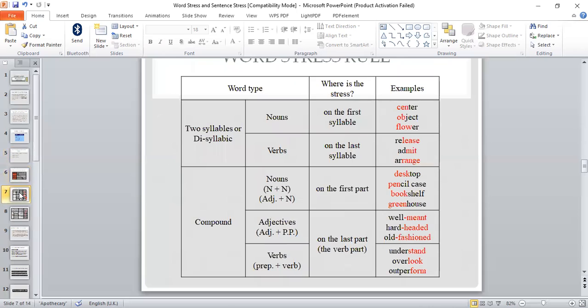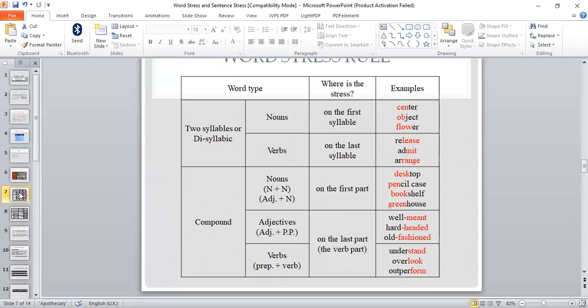And then I gave us some rules, and these rules are to be followed. A disyllabic noun will always be stressed on the first syllable, and a disyllabic verb will usually be stressed on the second syllable. And other ones that we discussed, please put them to practice and always use them.